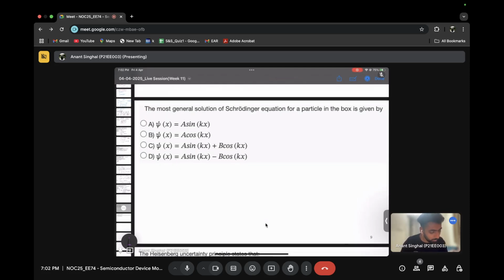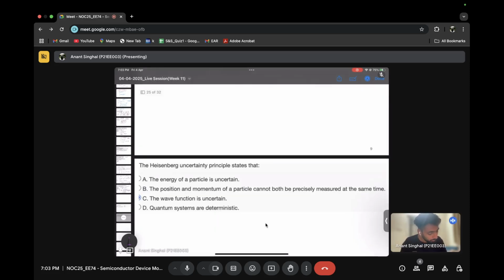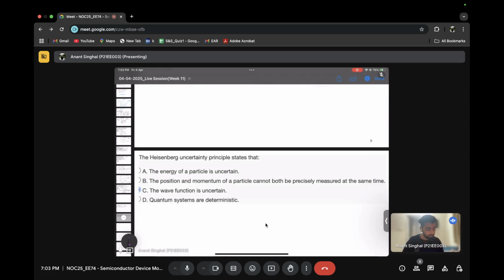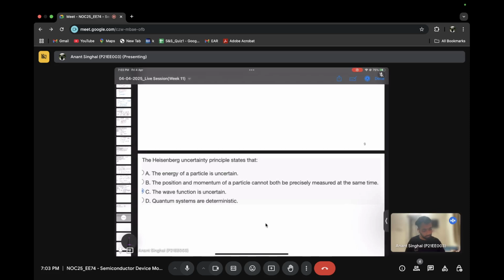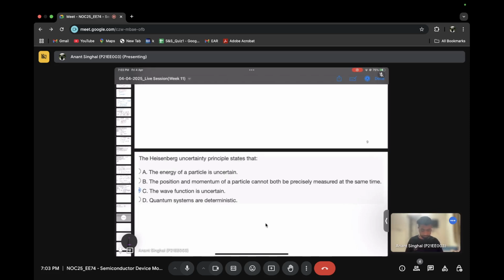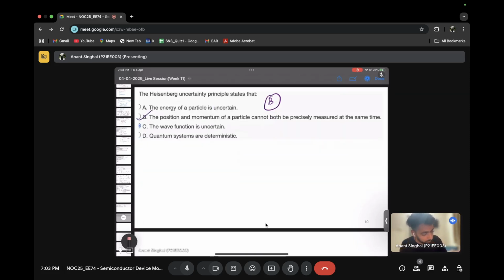Okay, again, the most general solution. Yeah, we just did. What is the answer? Then it says the Heisenberg uncertainty principle. Yeah, we have also covered that. What is the answer? B, right? Yes. It states that we cannot determine the position as well as the momentum at the same time. These are some of the basic questions.